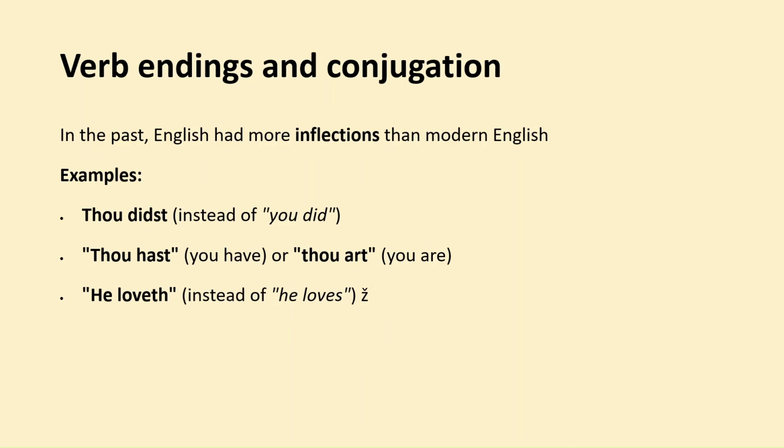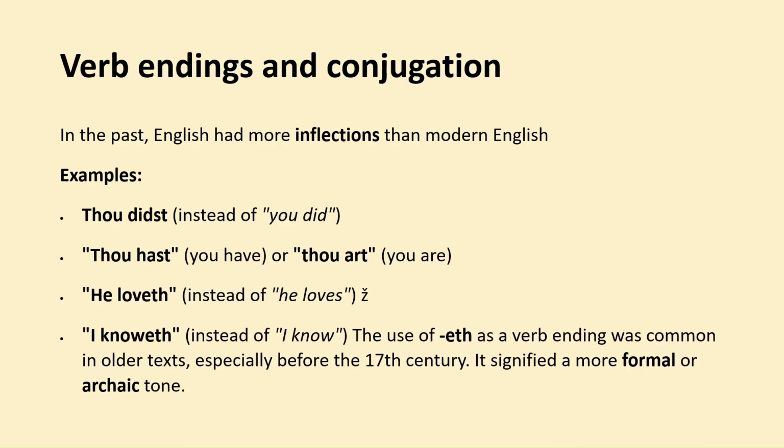He loveth instead of he loves in earlier English for third person singular. Another example is I knoweth instead of I know. The use of eth as a verb ending was common in older texts, especially before the 17th century. It signified a more formal or archaic tone.